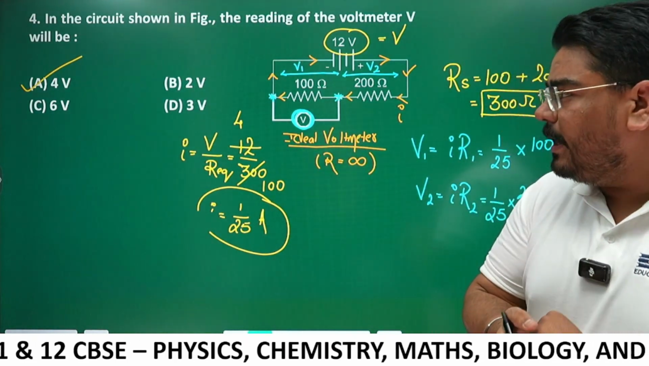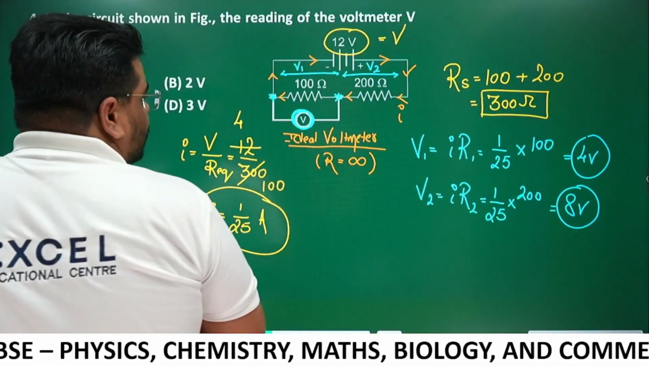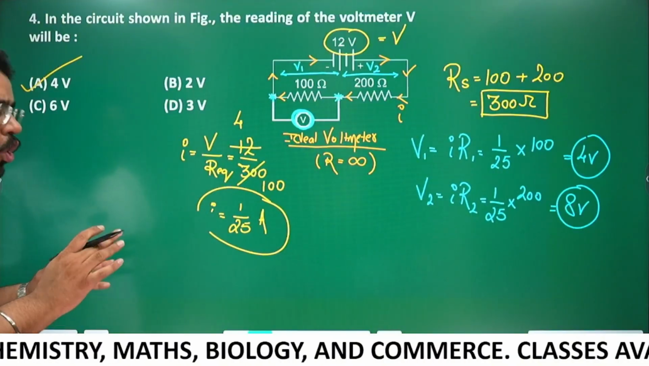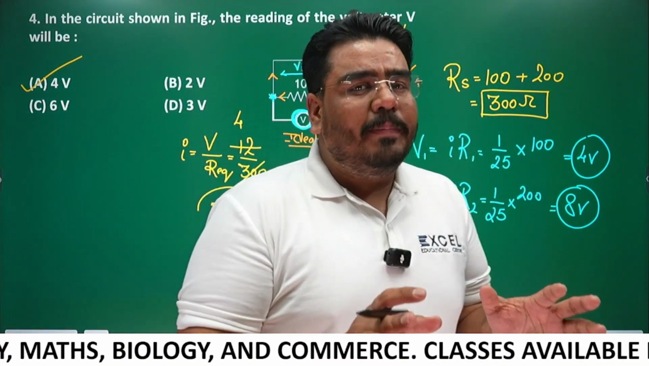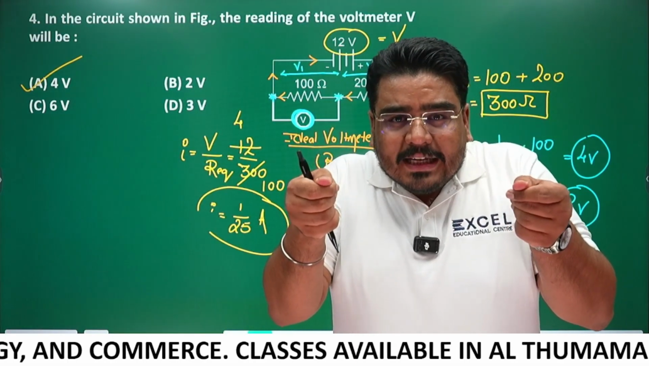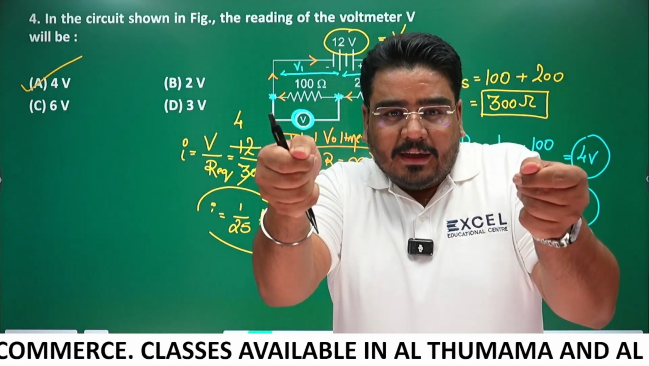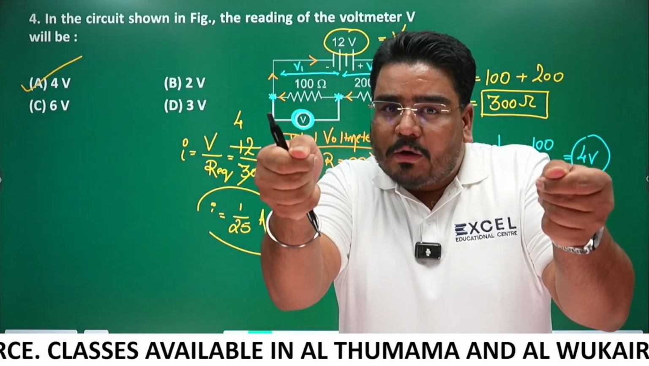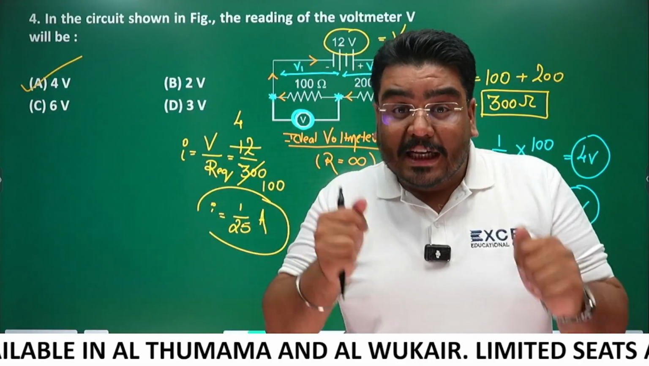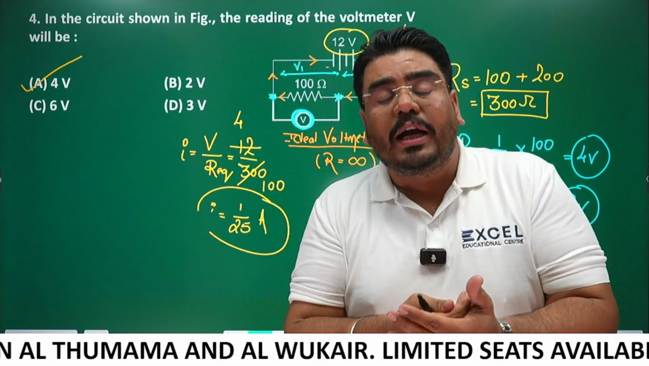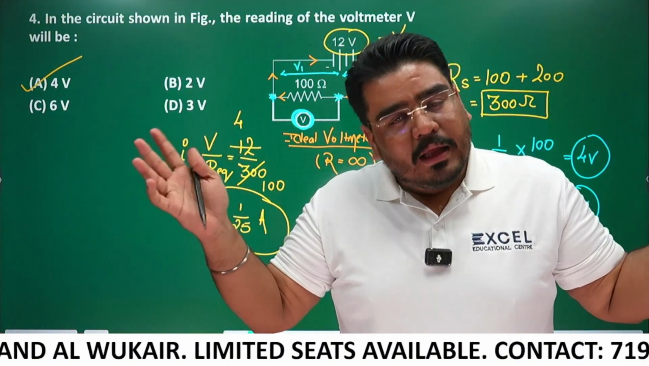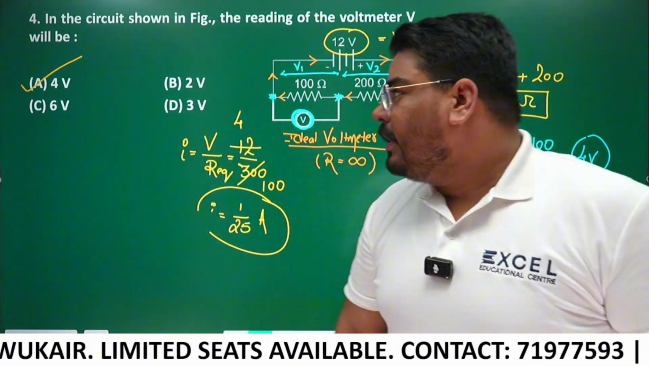If the question had been, what is the potential drop across 200, then the answer would have been 8 volt. So I hope that if you see a voltmeter, first you should analyze across which resistor its two ends are connected. Once you find that out, find the current that will pass through it. Once you find the current passing through it, V is equal to what? V is equal to IR. Apply the formula, life is good. Moving on to the next question.